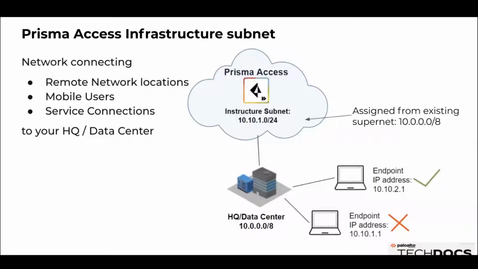Because a large number of IP addresses will be required to set up a service infrastructure, you must use a /24 subnet. And this subnet will be an extension to your existing network or the IP address pool you assigned for Prisma Access users. If you have a large number of mobile users, branch offices, or both, provide a large infrastructure subnet.